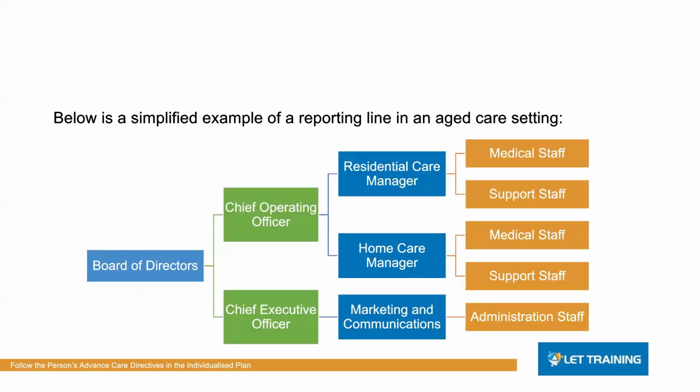Below is a simplified example of a reporting line in an aged care setting. It starts with the board of directors, the chief operating officer, who handles the residential care manager and the home care manager. The chief executive officer handles the marketing and communications. Then you have the medical staff and support staff for the chief operating officer, and the medical staff, support staff, and administration staff for the chief executive officer.